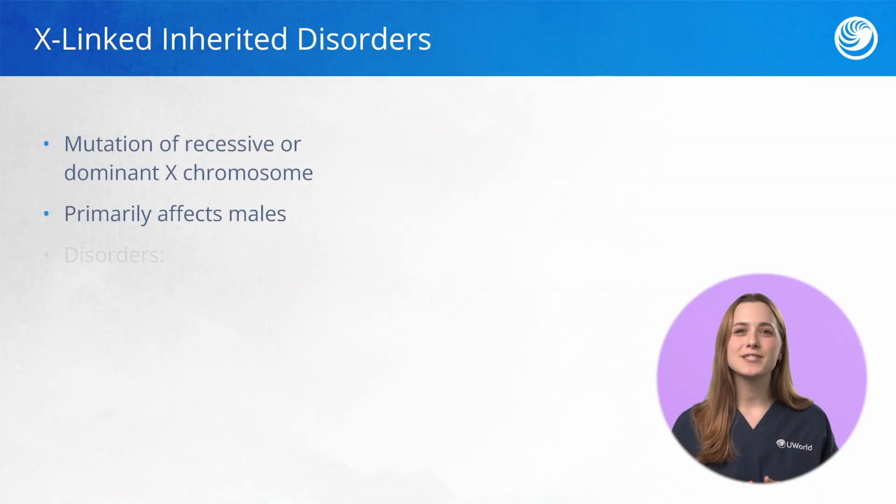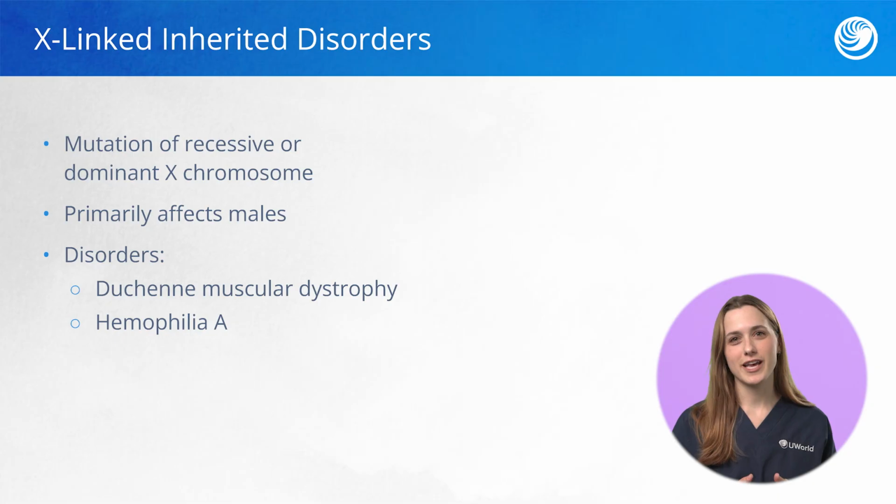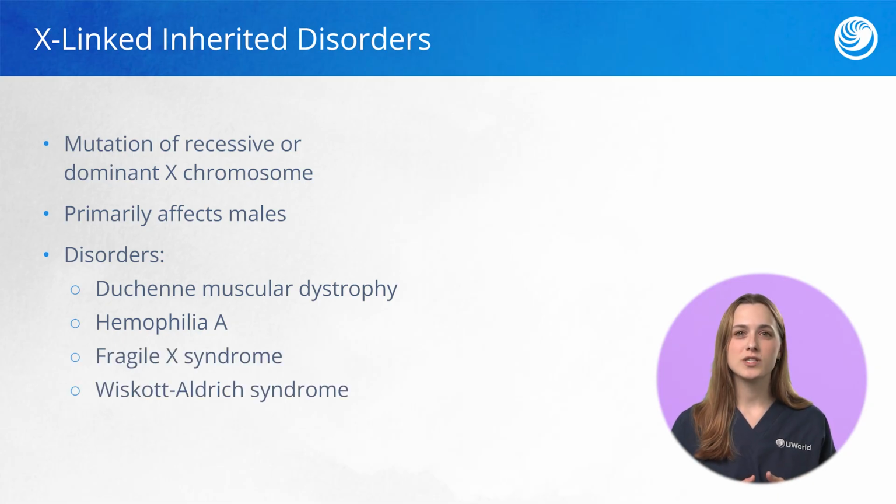If the affected X chromosome is dominant, then both males and females will be affected. But females may experience a lesser form of the disease because they have another X chromosome that is normal and can compensate to some extent. Examples of X-linked genetic disorders include Duchenne muscular dystrophy, hemophilia A, Fragile X syndrome, Wiskott-Aldrich syndrome, and colorblindness.